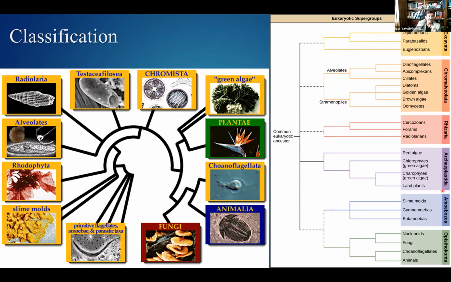Then there is the Archaeplastida. Plastida means that they have some sort of chloroplast-like structures, but chloro, remember, means green, and we have the chlorophytes, green algae. Within the green algae, the group known as the charophytes most likely gave us the land plants, and we'll talk about that next week after you take your exam.